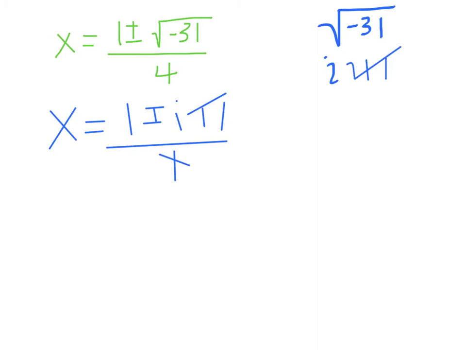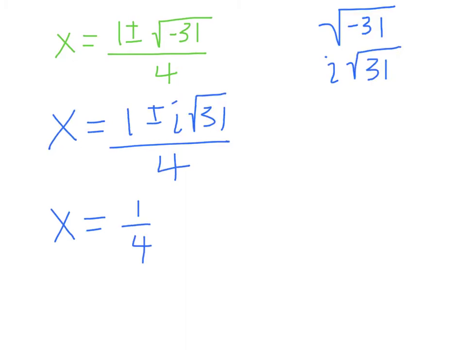And to write this in standard form, I would just write it as x equals 1/4, which is giving the 4 here, plus or minus i root 31 over 4. And then sometimes you'll see, instead of writing the i here, they'll write it in the back. But this is fine for the solution for me. Final answer.